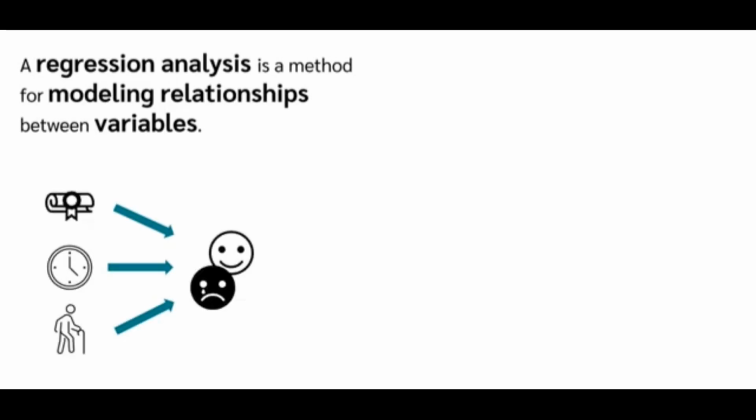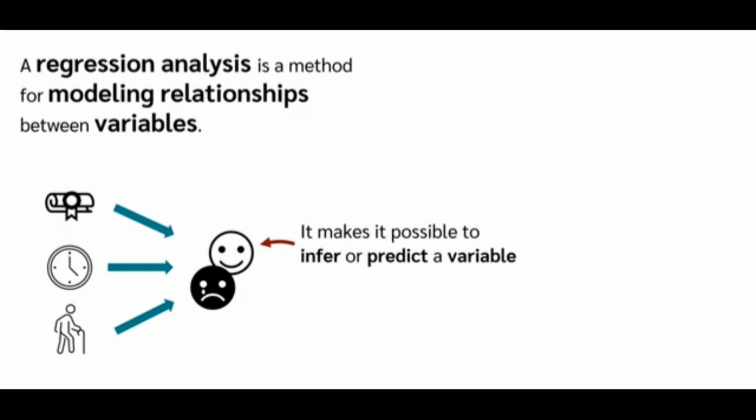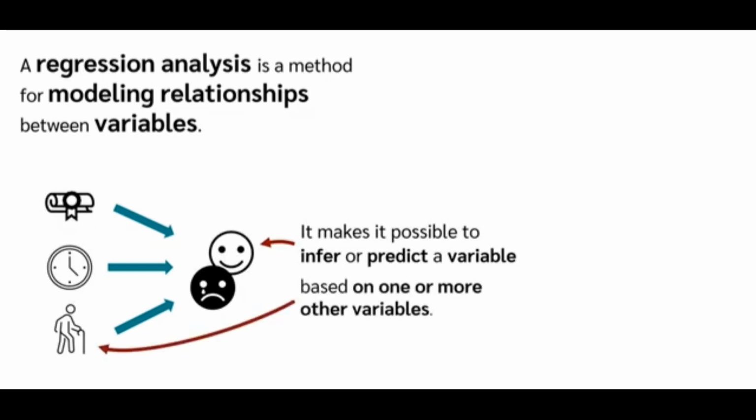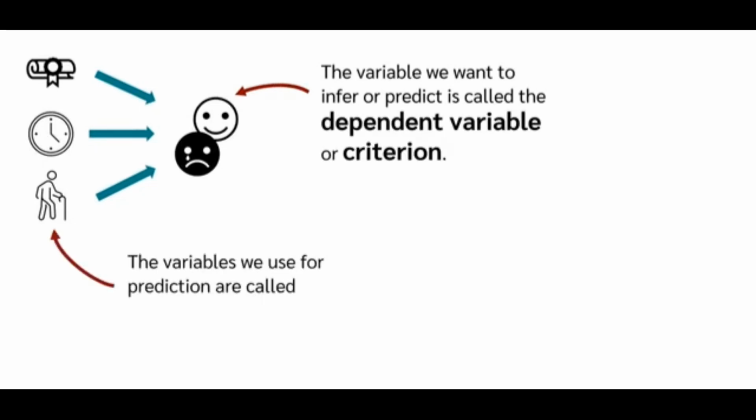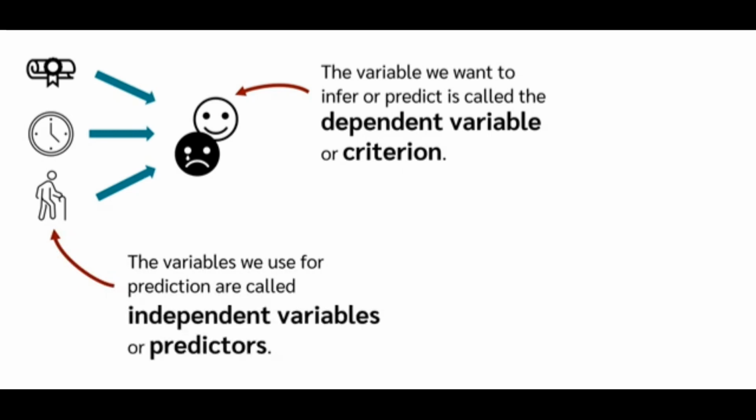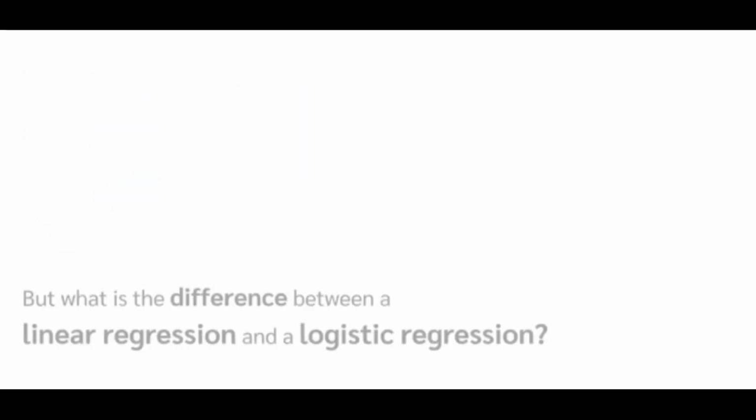What is a regression? A regression analysis is a method for modeling relationship between variables. It's possible to infer or predict a variable based on one or more other variables. The variable we want to infer or predict is called the dependent variable or criterion. The variables we use for prediction are called independent variables or predictors.